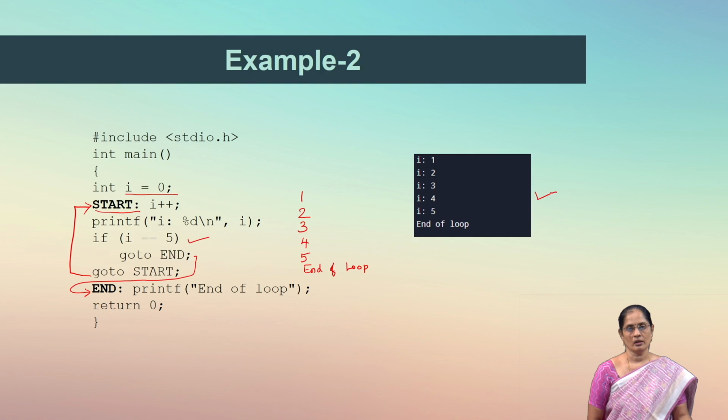So, this is how the program execution will be if you are using labeled statements and we use the go to statement to go to a particular label. The output we can see here, the I values are displayed from 1 to 5, it is incremented, and then if I value becomes 5, we make it go to the end of the loop, and we are displaying it as end of loop. Hope you have understood the way that the go to statement works.